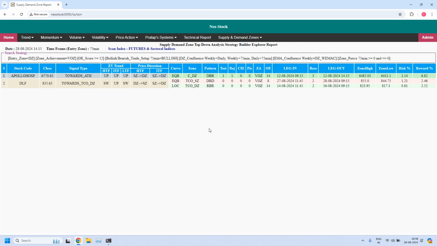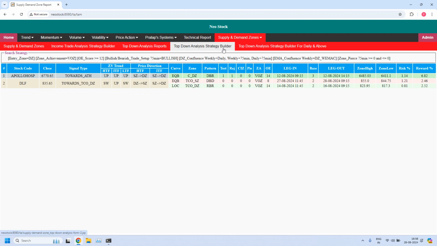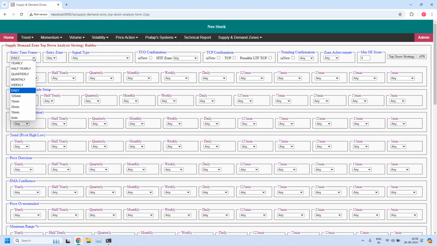Okay, this is about weekly income trade bullish trade setup. Next, weekly income trade bearish trade setup. Entry time frame is 75 minutes. Entry zone is supply zone. In 75 minutes time frame, I am selecting bearish.